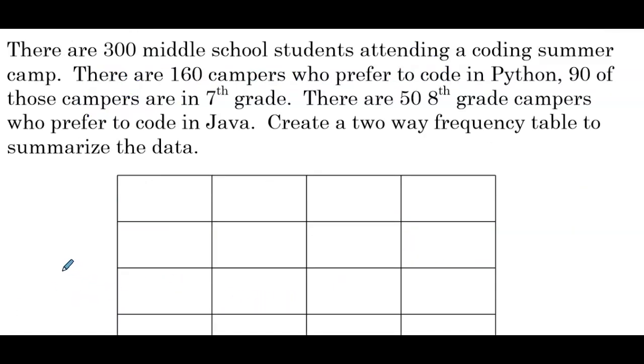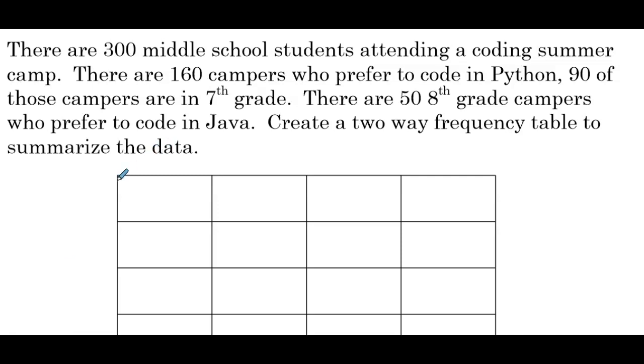There are 300 middle school students attending a coding summer camp. There are 160 campers who prefer to code in Python. 90 of those campers are in 7th grade. There are 50 8th grade campers who prefer to code in Java. Create a two-way frequency table to summarize the data. So here we're on our own. They've given us a few values from the survey that they gave, and we need to put the rest together.